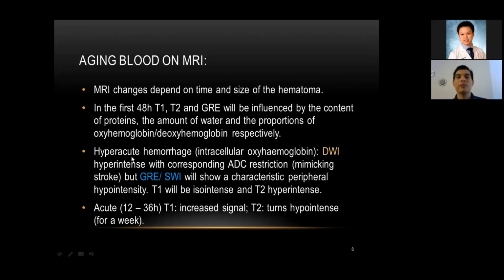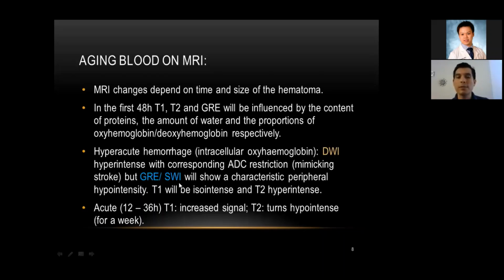So in the case of hyperacute hemorrhage, for example, in which oxyhemoglobin is intracellular, DWI will be hyperintense, and ADC will show restriction. So it mimics the images that we see at the beginning of stroke. But gradient will be our key sequence, because this sequence will be very susceptible to the presence of deoxyhemoglobin. And oxyhemoglobin transforms into deoxyhemoglobin even in 2 hours, in 1 hour of the formation of the hematoma.